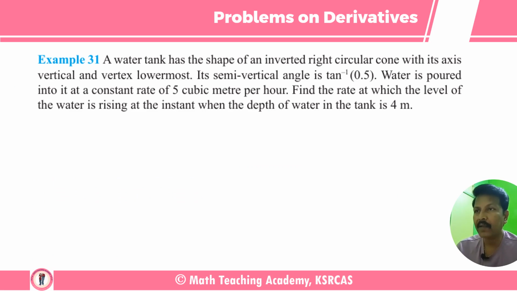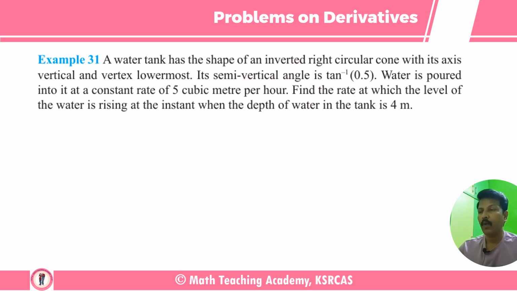A water tank has the shape of an inverted right circular cone with its axis vertical and a vertex lowermost. Its semi-vertical angle is tan inverse 0.5. Water is poured into it at a constant rate of 5 cubic meter per hour. Find the rate at which the level of the water is rising at the instant when the depth of the water in the tank is 4 meter.